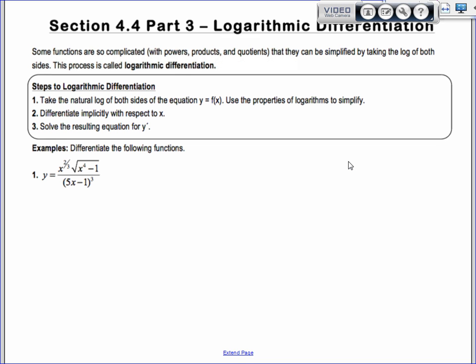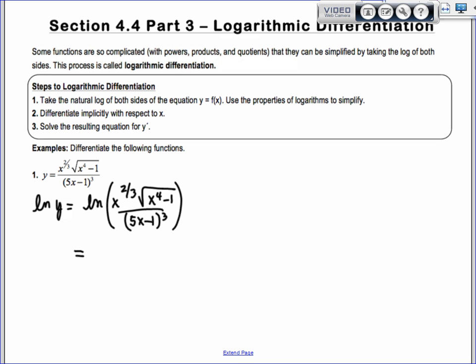So what we're going to do is when we have lots of powers and things like this, we're going to take the natural log of both sides. Because we like logarithms. Logarithms are very nice to us. All right, because now, since I have a log of a bunch of junk, remember I can do natural log of x to the 2/3 plus natural log of the square root of x to the 4th minus 1 minus the natural log of 5x minus 1 cubed. Do you understand that?